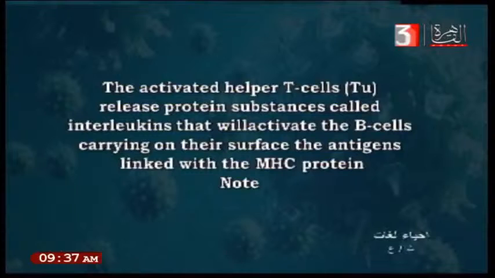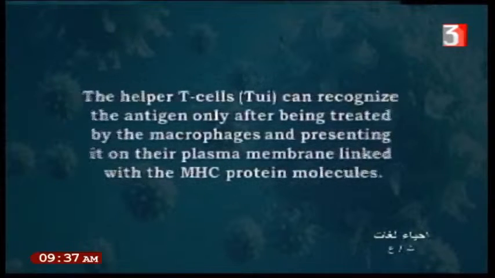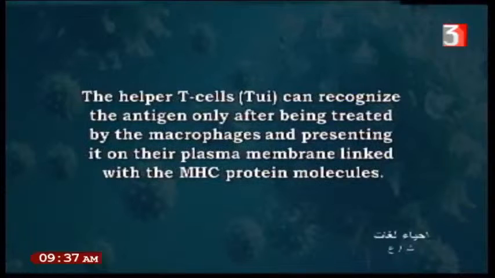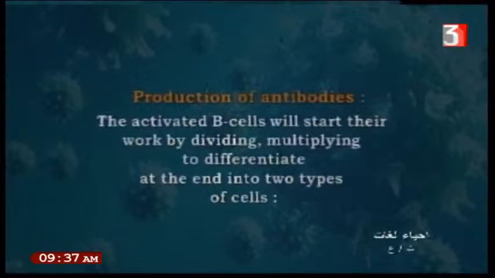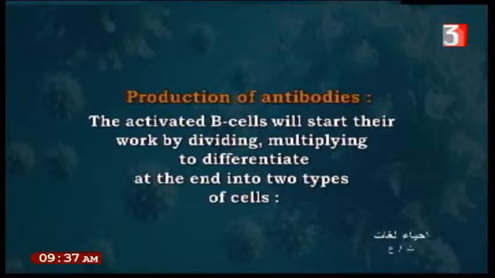After the activated helper T cell becomes active, what happens? It produces a certain type of protein, known as interleukins. The interleukins activate the B cell. The helper T cell, after the antigen is recognized and treated by the macrophage and presented on its plasma membrane, linked with the MHC protein, leads to the production of antibody. These are the antibodies that act against the microbe.